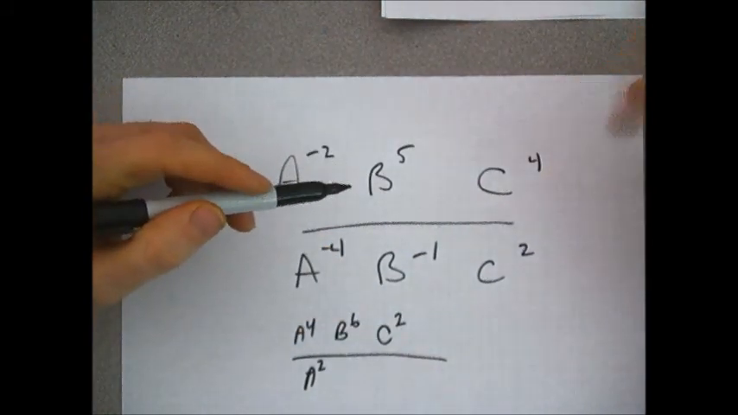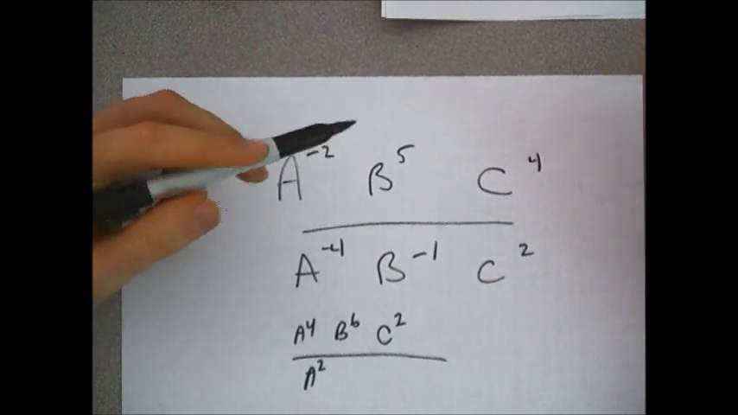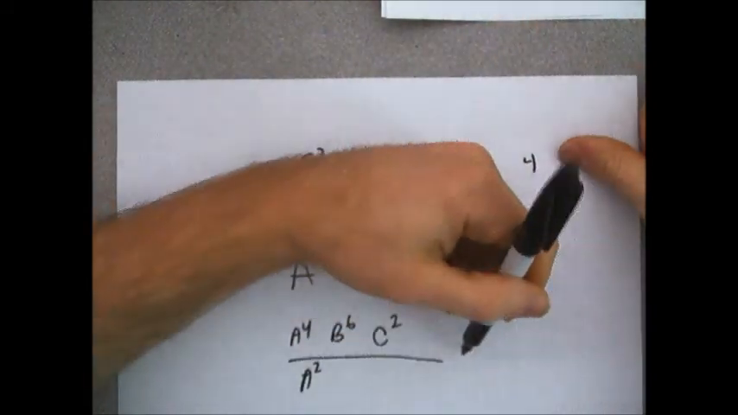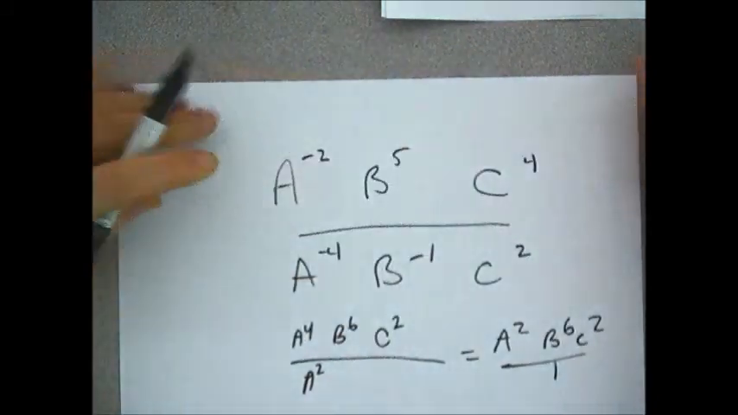Need to do what with my a's? You flip them, not add. I want to cancel them, right? I have 4 up top and 2 on the bottom. So this becomes a squared, and then b to the 6th, c squared. And if you want to put it over 1, that is fine.